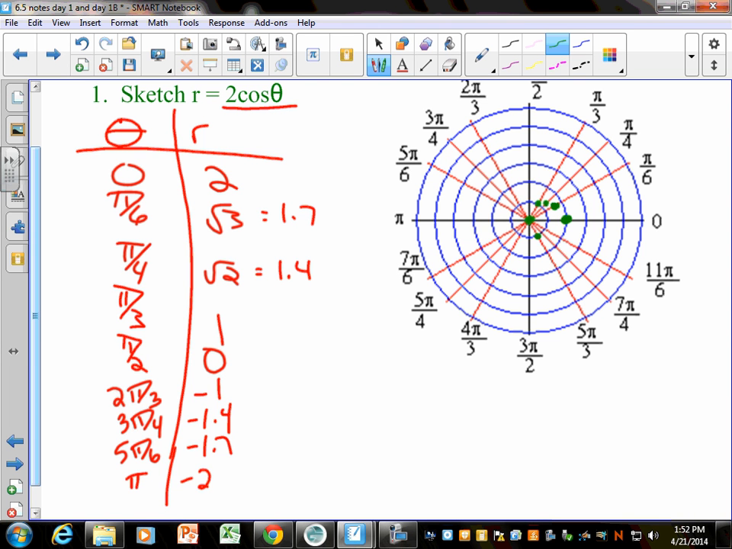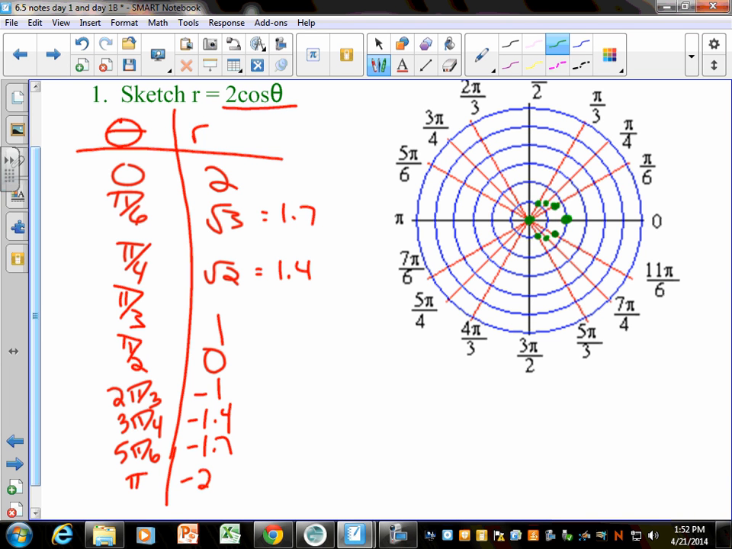So this is where graphing those points kind of comes in handy. Same thing at 3 pi fourths. 3 pi fourths is negative 1.4. So it actually needs to be down here, right? I need to flip it over from 3 pi fourths, which really should be at 7 pi fourths, because if I added pi, so 1.4, we'll say is about right there. And 5 pi sixths is at negative 1.7, but I need to flip it over. I need to add pi to it, so that's going to be 11 pi sixths, and that's going to be, I'm going to say, about right there.